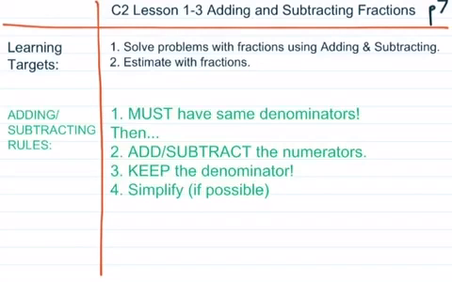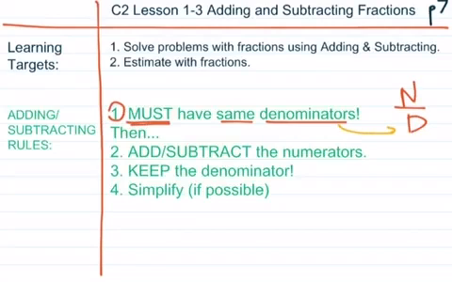So, adding and subtracting rules have the exact same start. The first one right here is that they must have the same denominator. I want you to remember that it's the denominator that has to be the same, whenever we're adding or subtracting. The second step, depending on if you are adding fractions, you will add the numerators. If you are subtracting fractions, you will subtract the numerators. And then step 3 is to keep the denominator. And then step 4 is to simplify if possible.